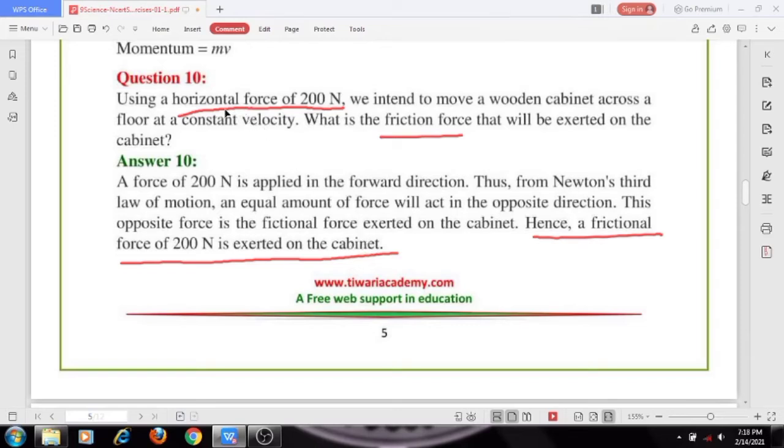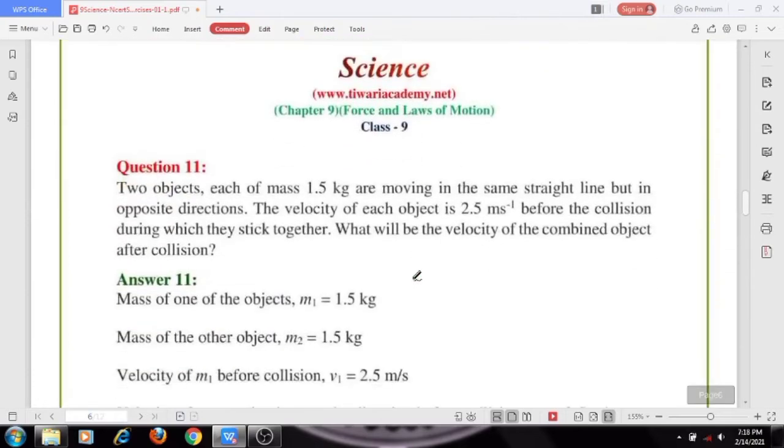So when you intend to move the wooden cabinet across a floor by applying 200 Newton, the surface also exerts the same amount of friction force on the wooden cabinet. Clear? So now shall we move to the next question, that is question number 11.